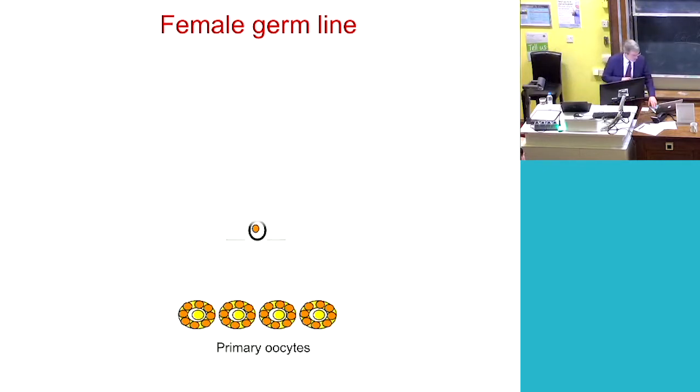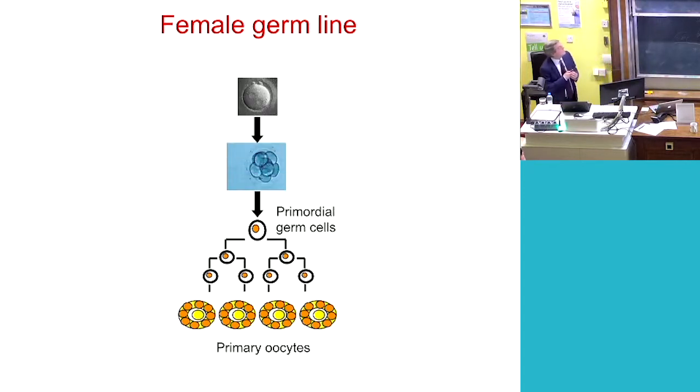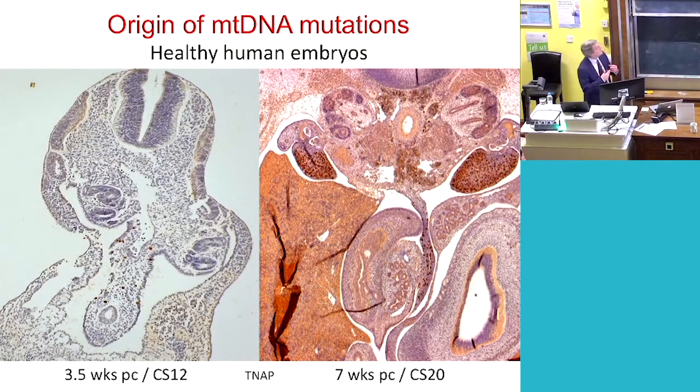So to understand how this happens, we need to go back in development to these things called primordial germ cells, and possibly even further back to the blastocyst and the fertilized zygote, because if heteroplasmy is going to change when a mother passes this to a child, we know from mouse studies that this is when the change is likely to be happening. And we've been studying the biology of this in human embryos for the last few years.